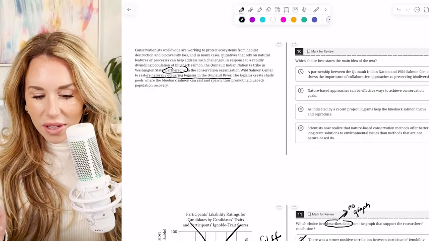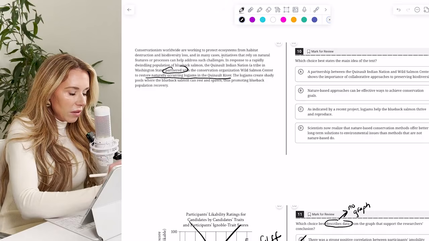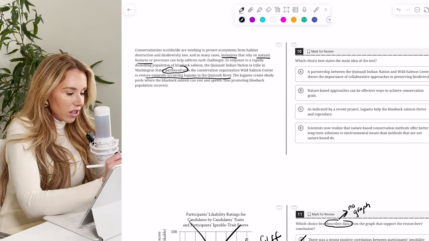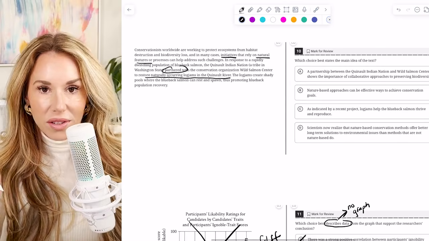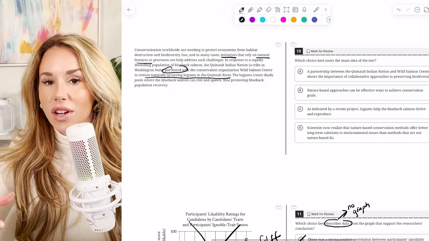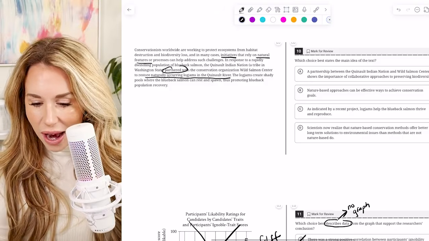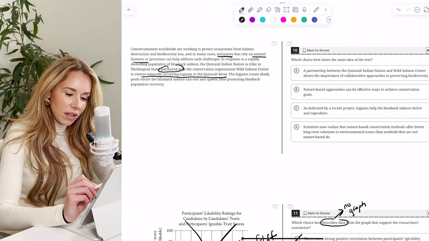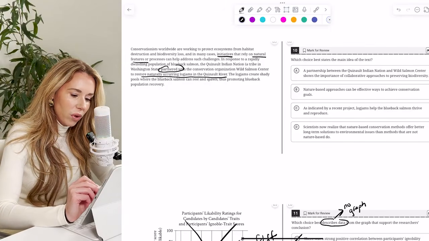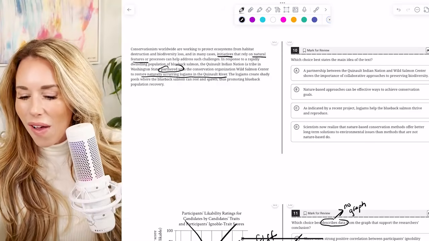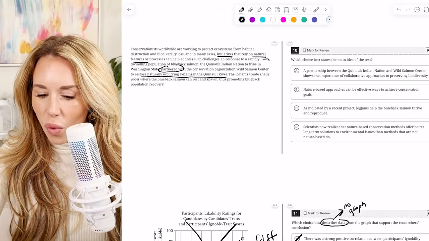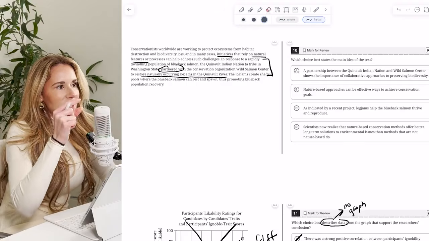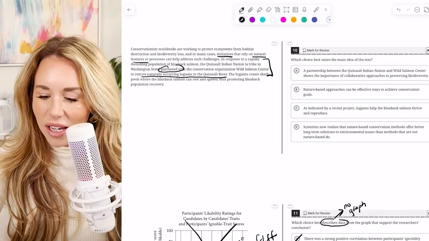Okay, so it sounds like the main idea is there are initiatives that rely on natural features to address ecosystem challenges, and then they go on to talk about a partnership between a tribe and then a center. So let's take a look. We have a partnership between the nation and Wild Salmon Center shows the importance of collaborative approaches. Well, I don't know if that's the full thing. That is one sentence, but that's not really the main idea of this. It's like a detail giving us an example. So I'm going to get rid of A.